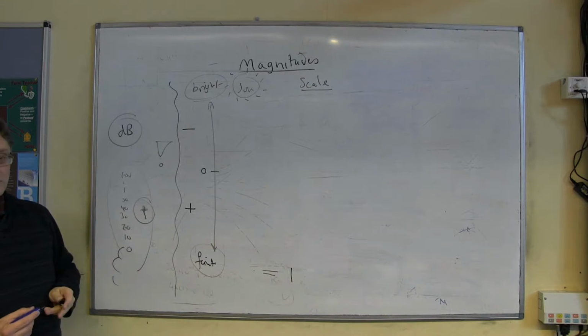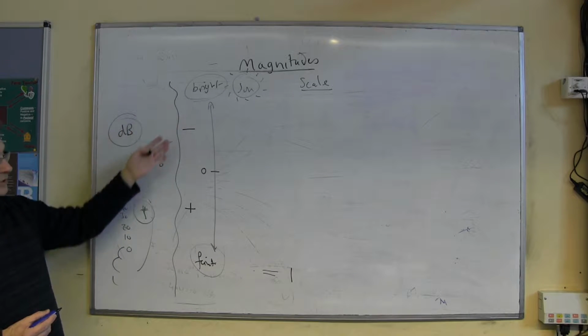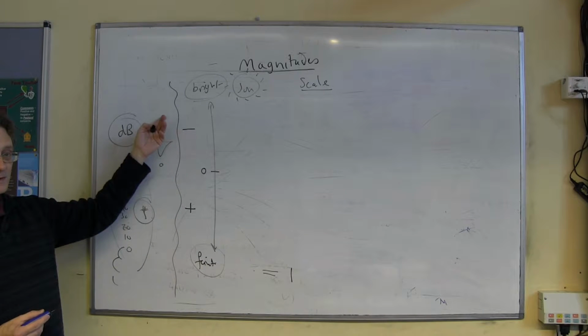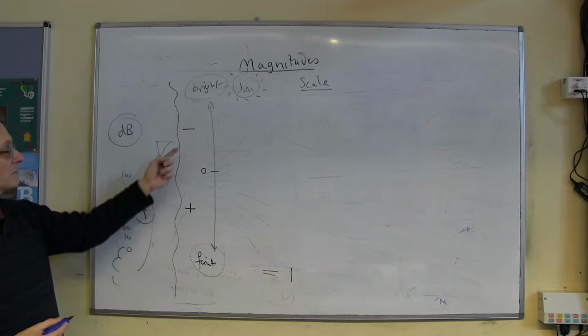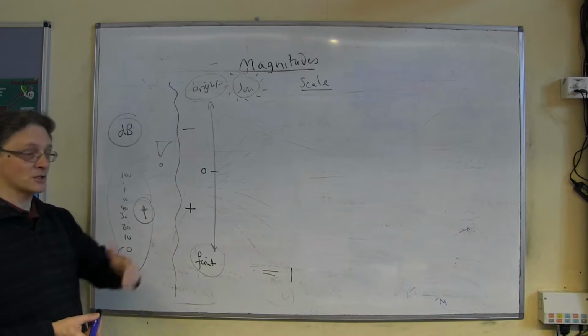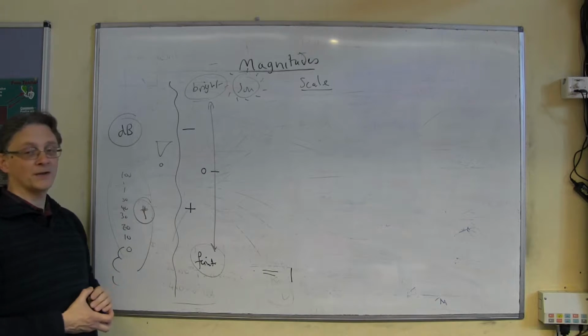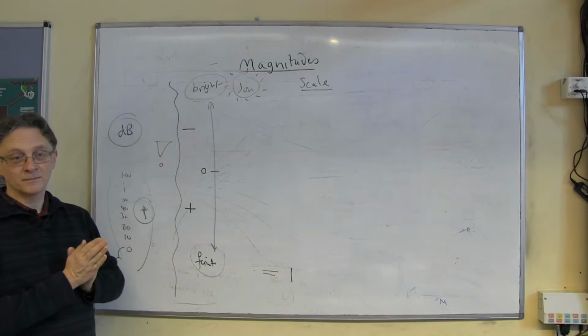It's 0 in the middle, roughly, and it's upside down. So the smaller the number, the brighter. The bigger the number, the dimmer. Okay, and in fact, very, very, very bright things have negative numbers. The sun's magnitude, for example, at the moment is negative. Okay, Sirius, we mentioned earlier, again has a negative magnitude.